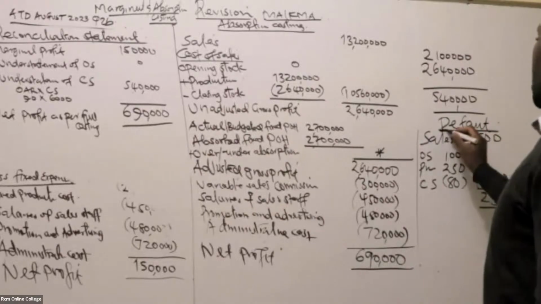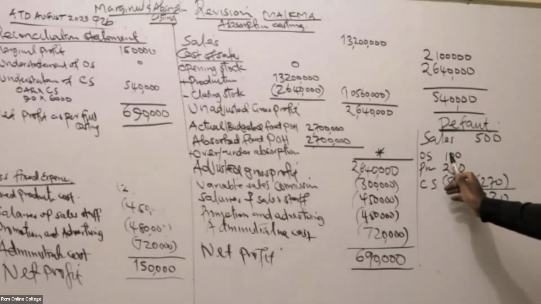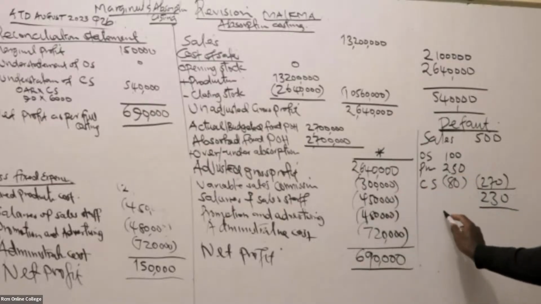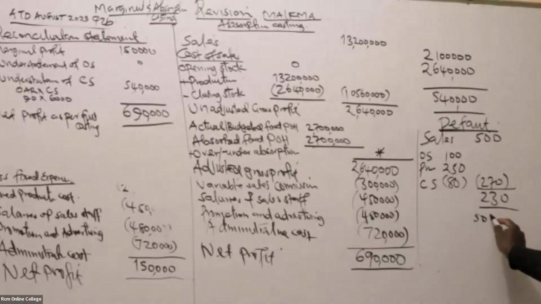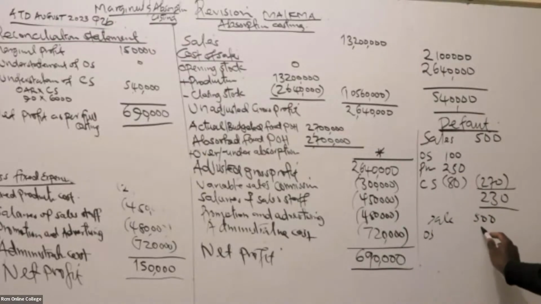This is the default. Those are the default items. So if we want to interfere with the opening stock, we want to understate the opening stock. Our opening stock is 100. If you understate it, let's even take it to 60. So you have decided to remain with the sales of 500. Then opening stock, you are now having 60.